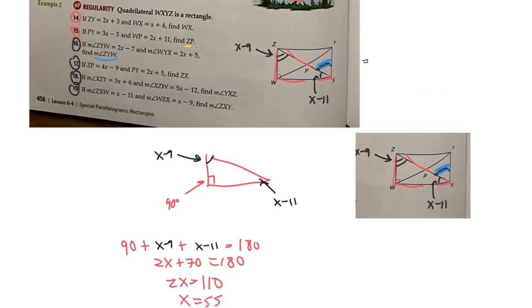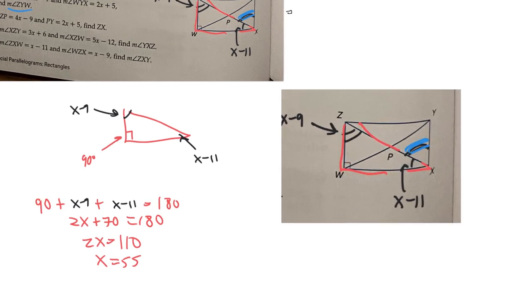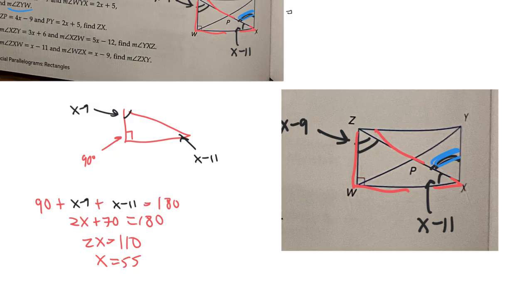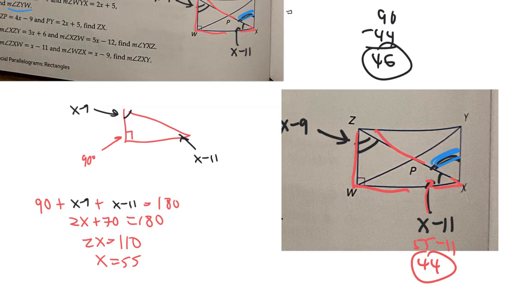Now, if x is 55, well, that would make this angle right there, I'll bring this, we'll make it a little bigger. This angle right here would be 55 minus 11. And then I think we can see that that would be 44. Now, if this angle is 44, well, we know that this 44 plus the blue double rainbow is going to equal 90. So the blue double rainbow is 90 minus 44. So what's 90 minus 44? That would be 46. And that's the answer.